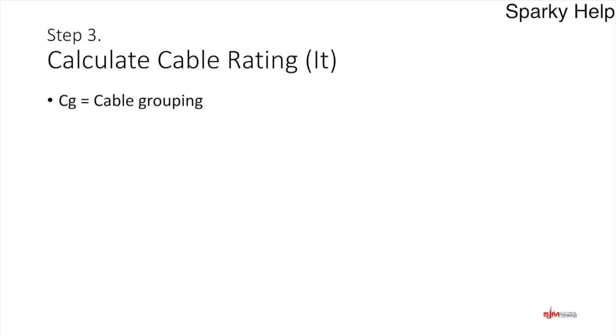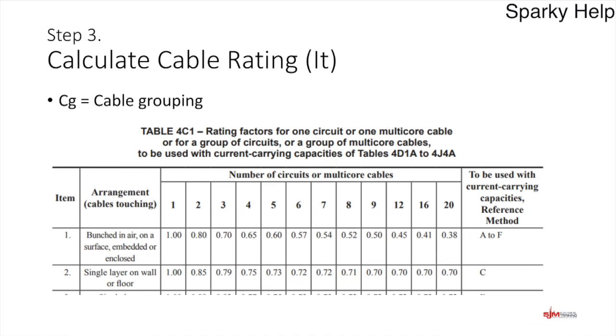CG, another very common one within BS7671, because obviously most cables at some point end up being grouped somewhere or other, and this is the table that it comes from, or one of the tables that is in there for grouping, but it's probably the most common one, this one. Table 4C1 doesn't say grouping, doesn't say CG on the table, so personally I would write next to it so you know that's what it refers to.